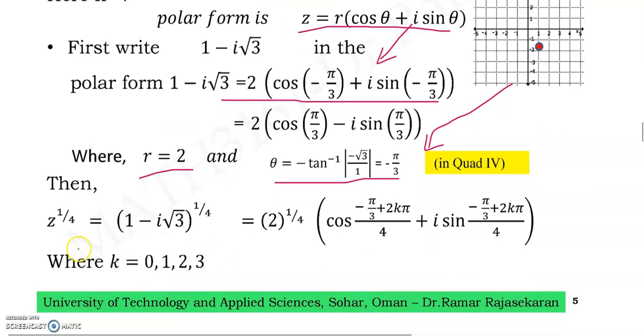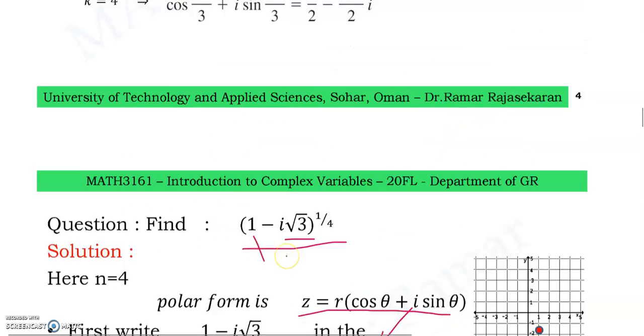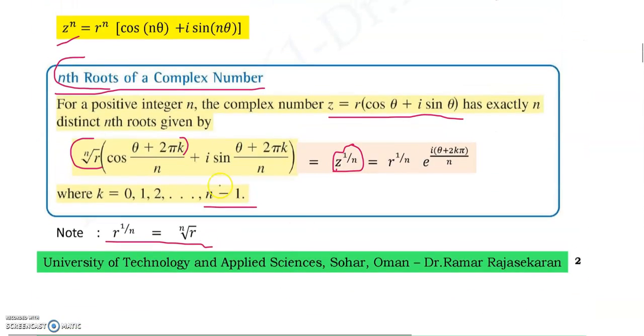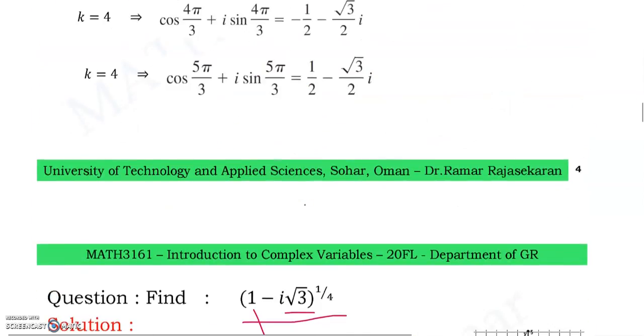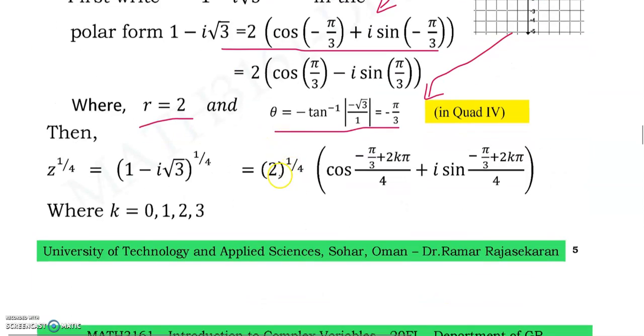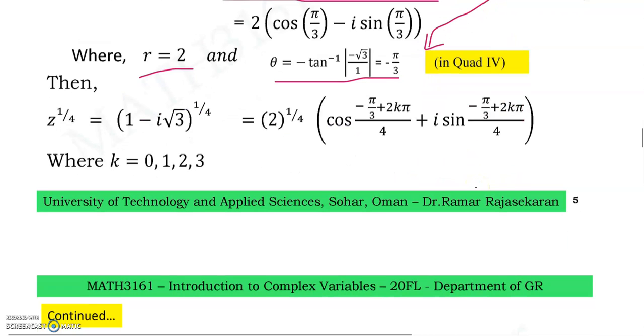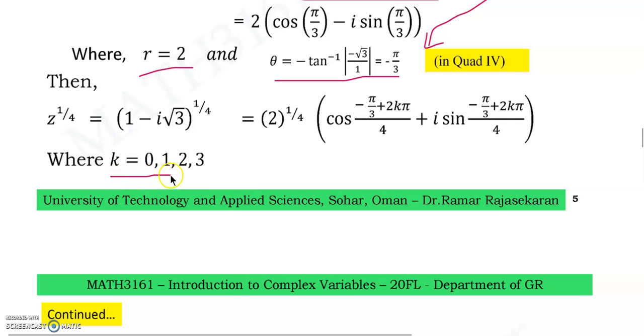Now we are going to write the fourth root of z, that is z to the power 1 by 4, which is equal to 1 minus i root 3 whole to the power 1 by 4. You use the rule: r is 2, so 2 to the power 1 by 4 times cosine of theta plus 2k pi by 4 plus i sin of theta plus 2k pi by 4. Now what is k? k starts from 0 and stops at n minus 1. Here n is 4, so 4 minus 1 is 3.